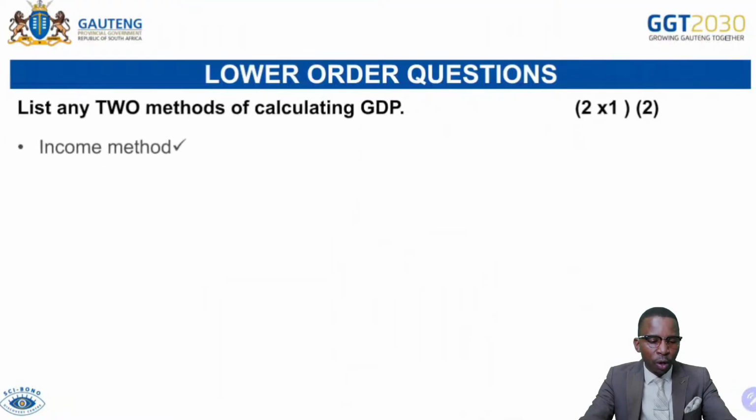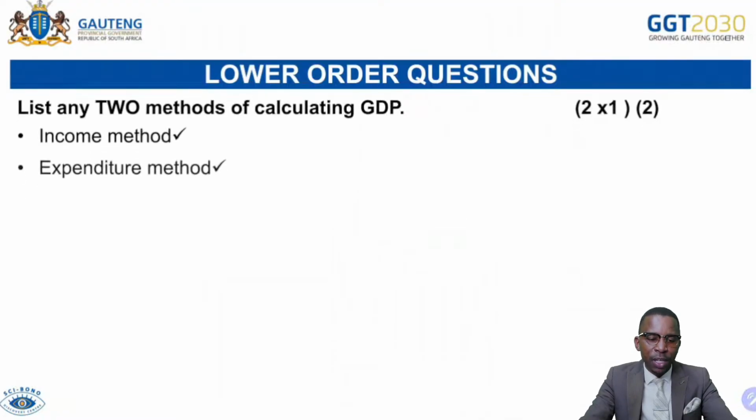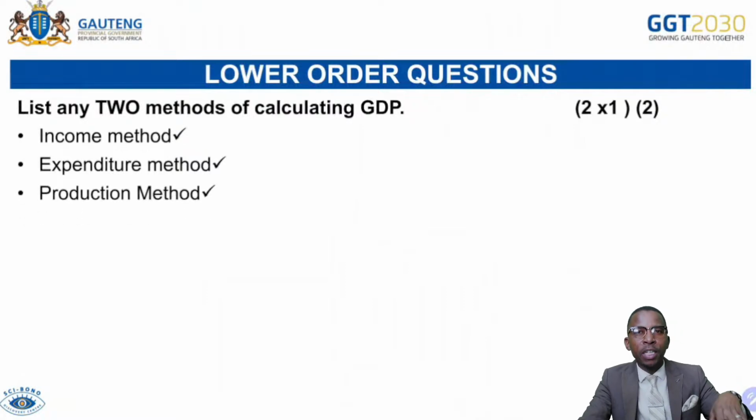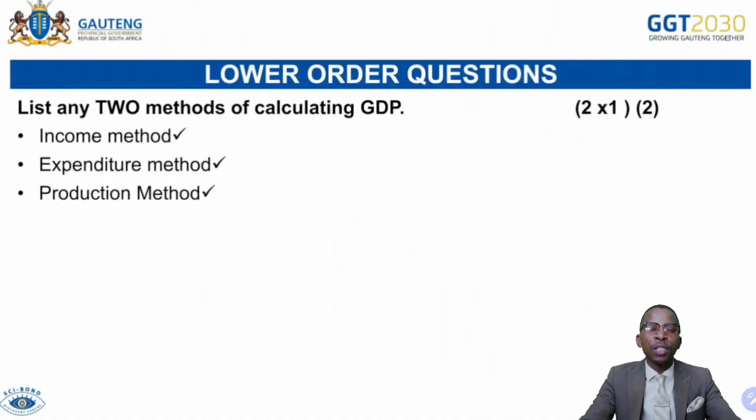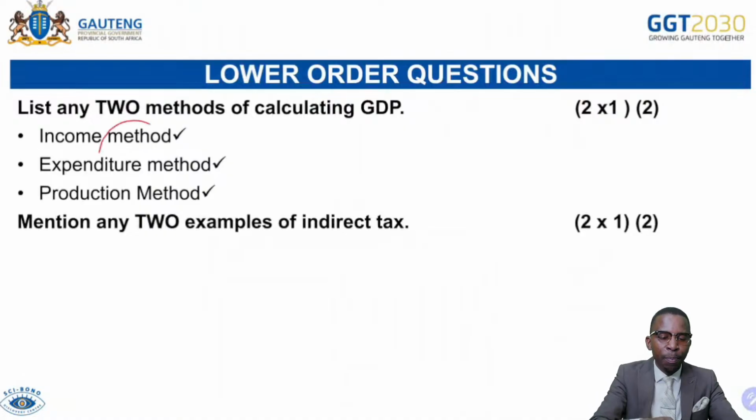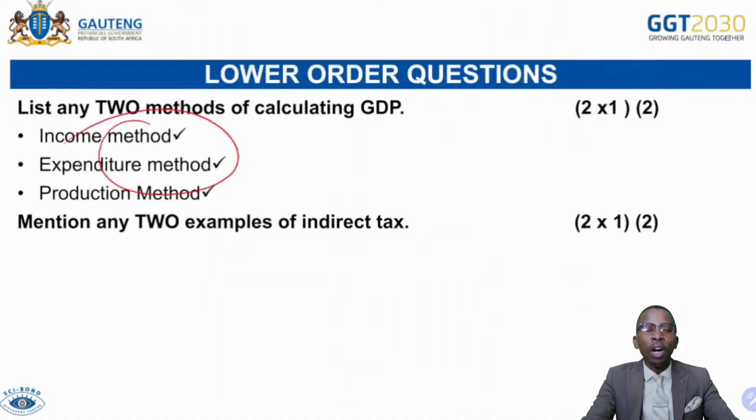So we have 3 of them: income method, expenditure, and the production method. But remember, it is important that you understand each one of them, so that if ever the question goes further to 4 marks or 8 marks, you are able to answer the question. Also, even calculations are very important in this situation, because you have to calculate where necessary. If you are given the table, obviously you should be calculating something.